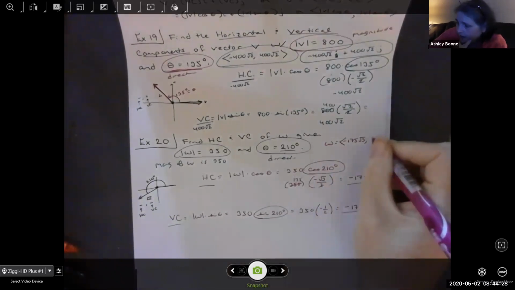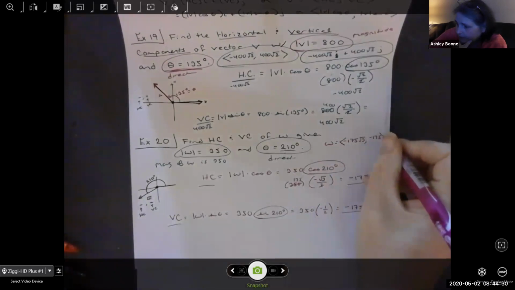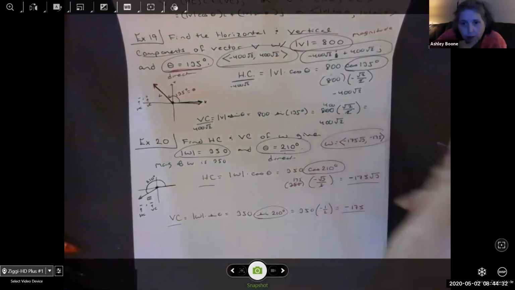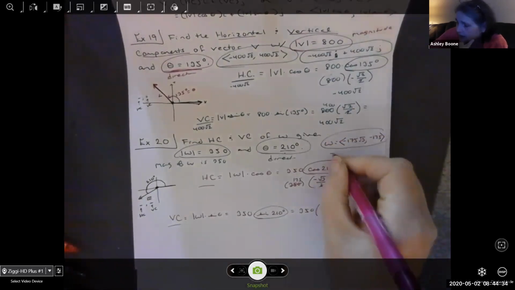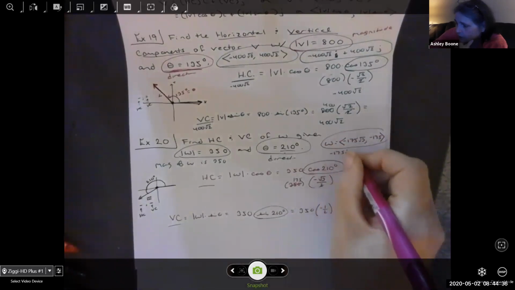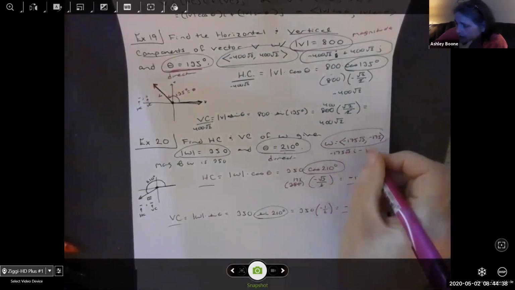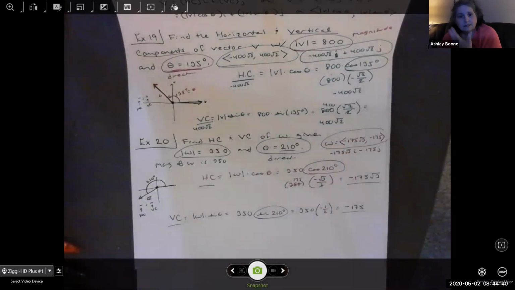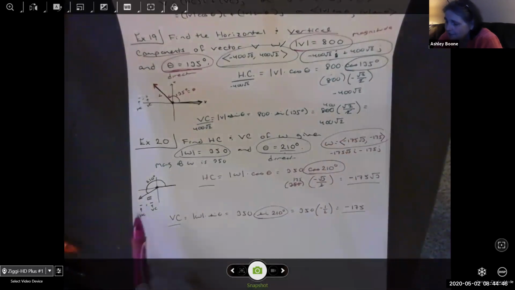So notice W in component form has a horizontal component of negative 175 root 3 and a vertical component of negative 175. So we can write it that way, or we could say negative 175 square root of 3 i minus 175 j. Same thing, ij component form. Notice negative horizontal component, negative vertical component. That should always happen. Okay.